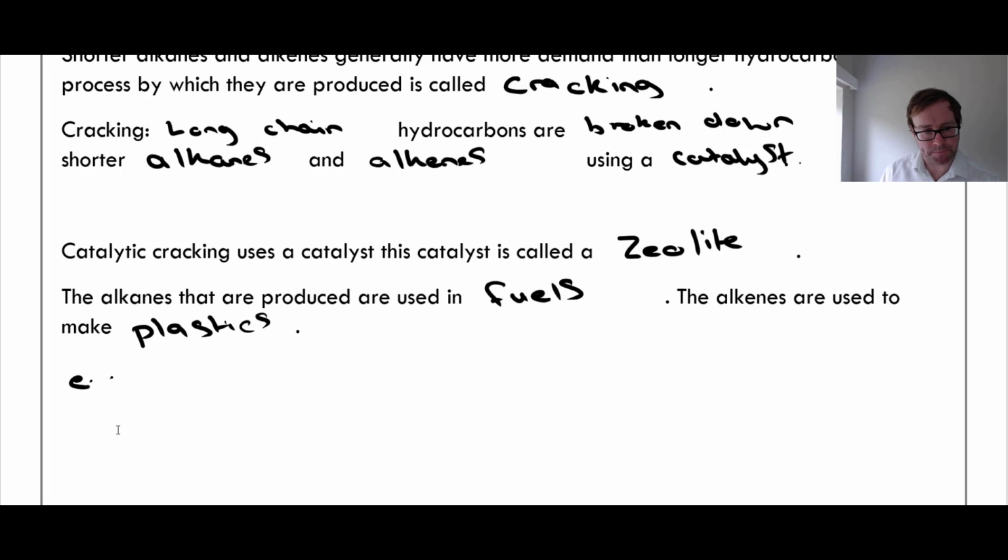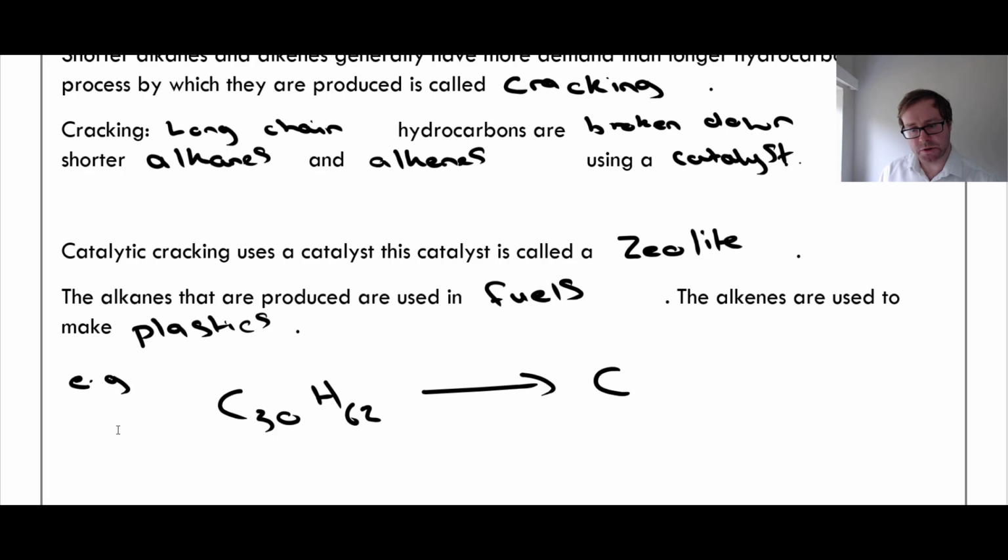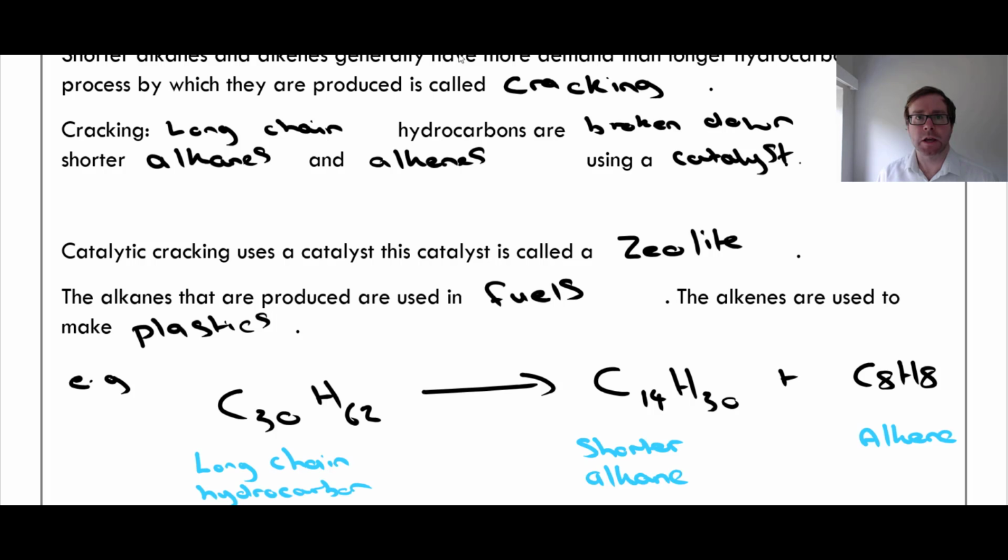And we'll do an example. Okay, so I'll pick a long chain hydrocarbon, C30. I'm going to make it an alkane, so C30H62, goes to a shorter hydrocarbon, so maybe C14. So this would be my alkane plus an alkene, and I'm going to use C8H8. I want to see if you can figure out what's wrong with this equation, see if you can work out what to do. Okay, as you've probably worked out, it's not balanced, yeah?